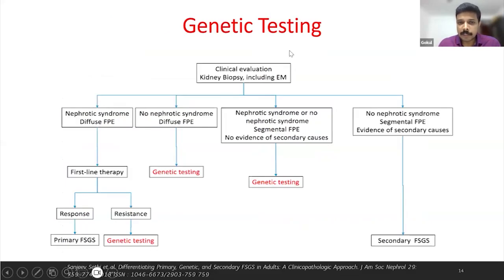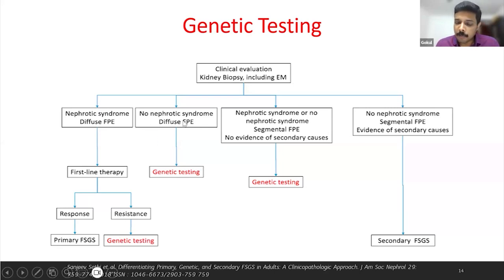So what are the indications for genetic testing? Actually, with the identification of a vast variety of genes, especially with next-generation sequencing which is now available, the indications for genetic testing have gone up nowadays compared to before. Here, if the kidney biopsy shows nephrotic syndrome with diffuse foot process effacement, then it is likely to be primary FSGS, so we can go with steroids as first-line treatment. But whenever it shows steroid resistance, then go for genetic testing.